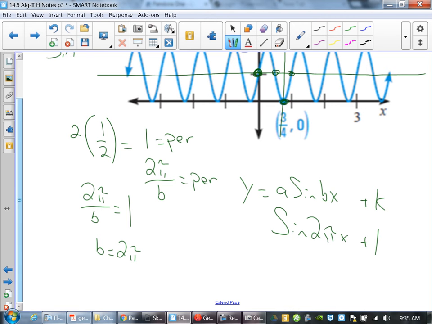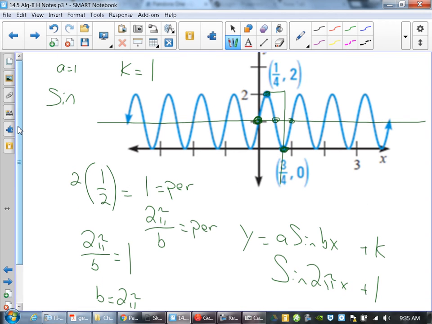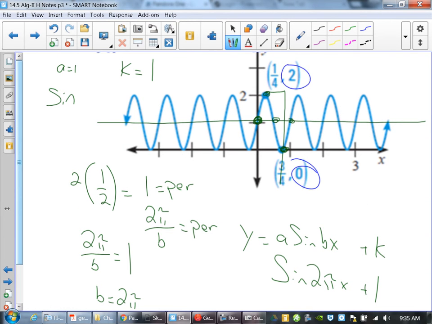Wait, can you show me how you found k again? Well, the easiest way to do it is take your y values of your peak and valley, so 0 and 2, add them together, and cut it in half. Get the average. So the average of them? Yep, it's always the average. Whether it's sine or cosine, it always works.